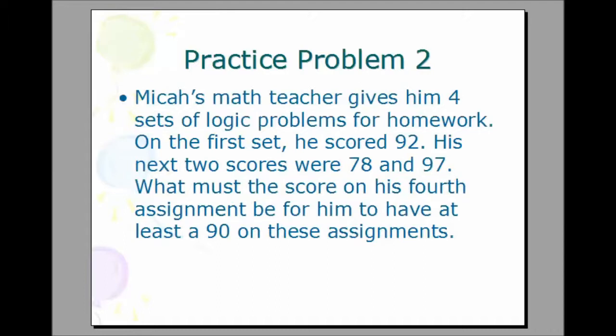Practice problem 2. Micah's math teacher gives him 4 sets of logic problems for homework. On the first set, he scored 92. His next 2 scores were 78 and 97. What must the score on his 5th assignment be for him to have at least a 90 on these assignments?